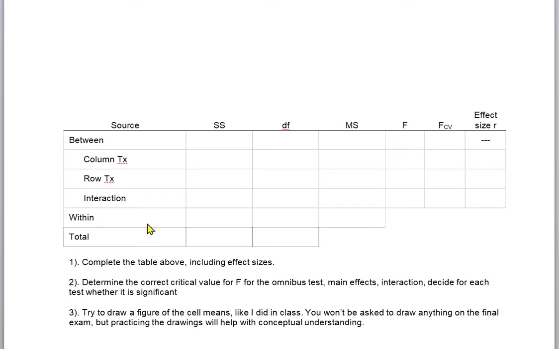We need to calculate the... so in this practice problem, and again, I'll post this Word document to Canvas so that you have it. I say complete the table above, including the effect sizes, which are over here, and determine the correct critical value, which is right here, the F critical value, for the tests, and then try to draw a figure of the cell means, which I have not been able to do in class because normally I do this in class first.